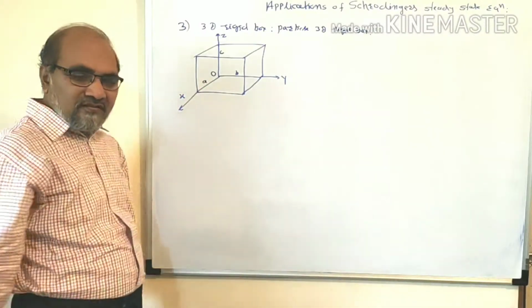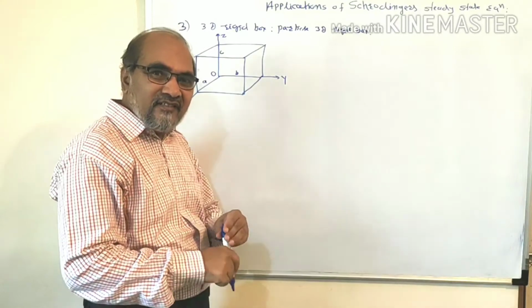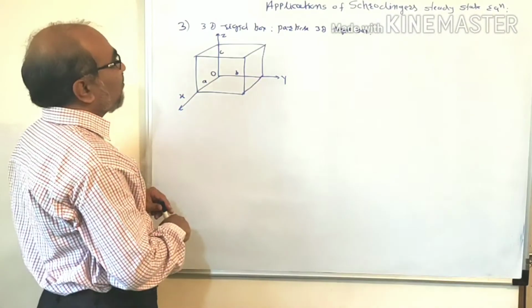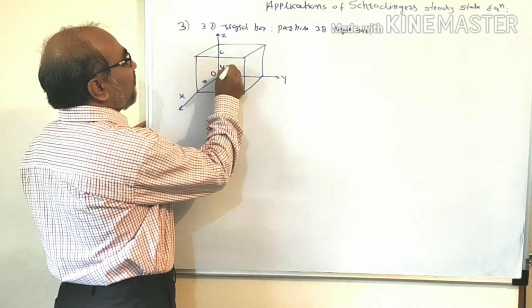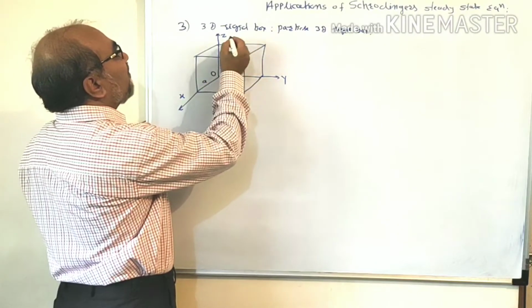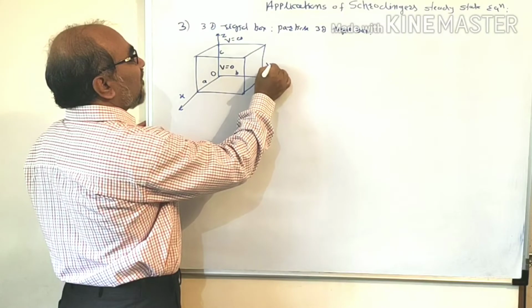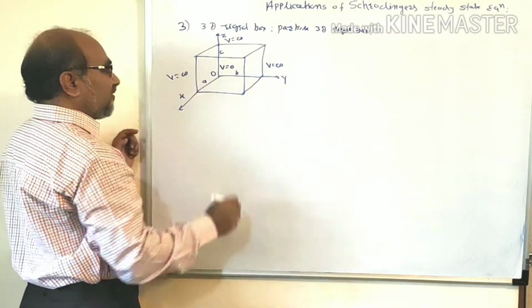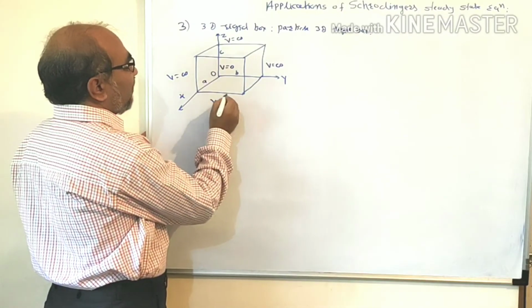Outside the box, the particle will not be there, and this is represented quantum mechanically by applying potentials. Inside the box, V is equal to 0, whereas outside the box along this side V is equal to infinite. Here also V is equal to infinite. Here V is equal to infinite. This side also V is equal to infinite.